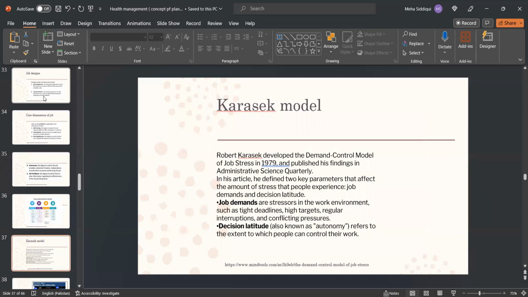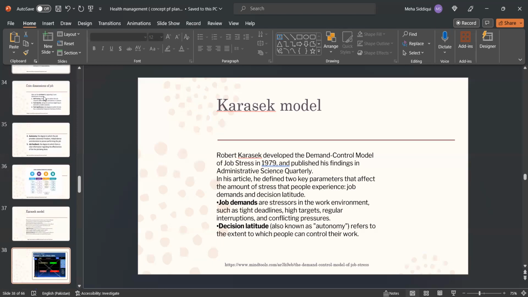Then comes the Karasek model. Karasek developed the demand control model of job stress in 1979 and published his findings. In his article, he defined 2 key parameters that affect the amount of stress that people experience: job demands and decision latitude. Job demands are stressors in the work environment, such as tight deadlines, high targets, regular interruptions, conflicting pressures. And decision latitude, also known as autonomy, refers to the extent to which people can control their work.